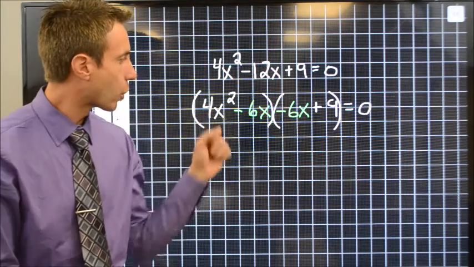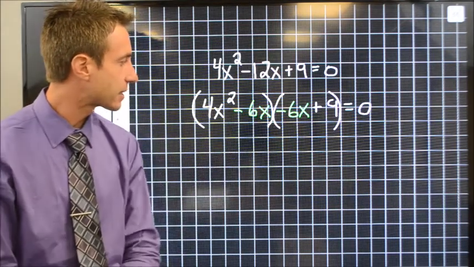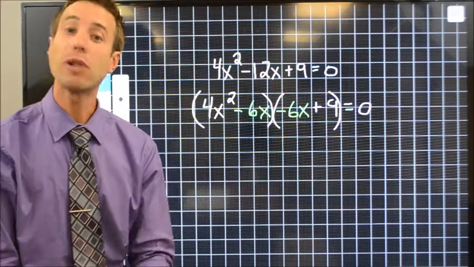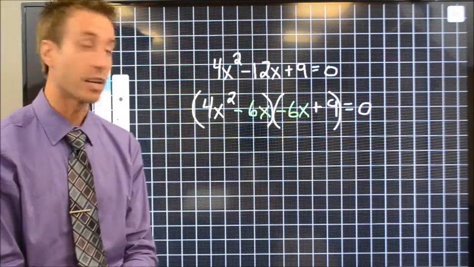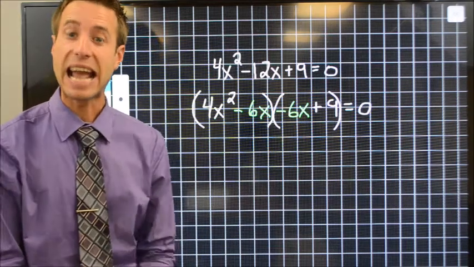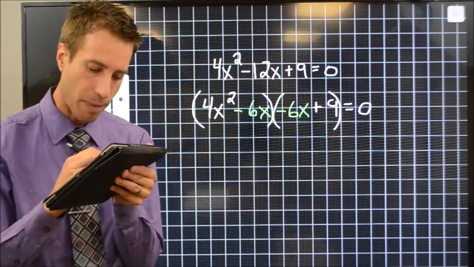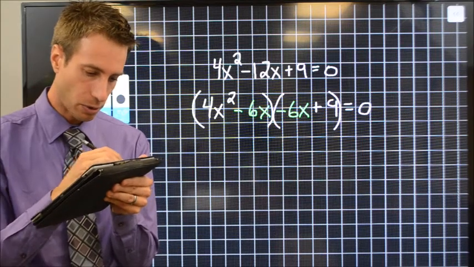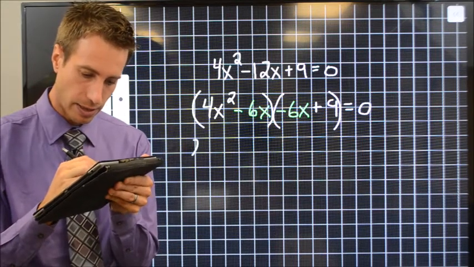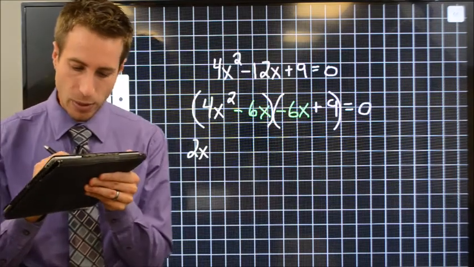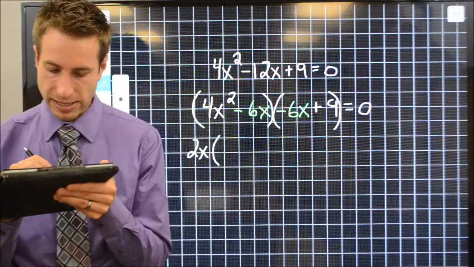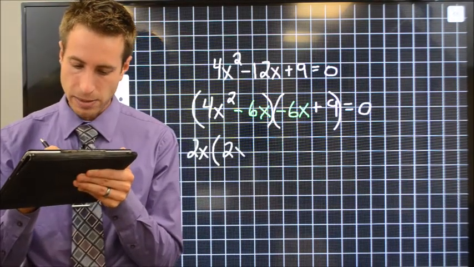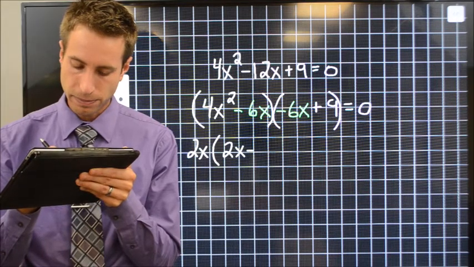Well, 4x squared minus 6x. What I can pull out of both of those guys would be a 2 and an x. So let's go ahead and pull that out. I pull out a 2x. There we go. And what that's going to leave me with is a 2x minus 3.